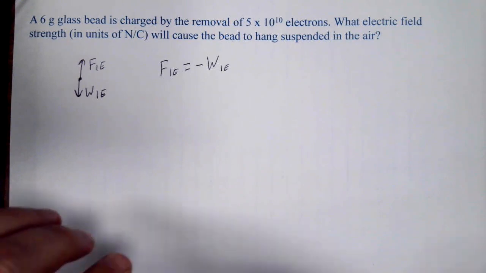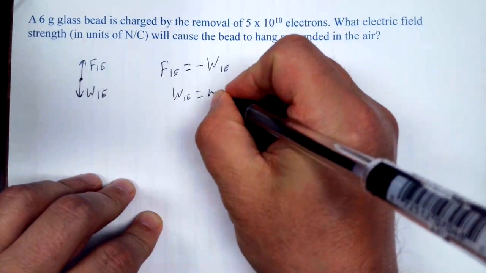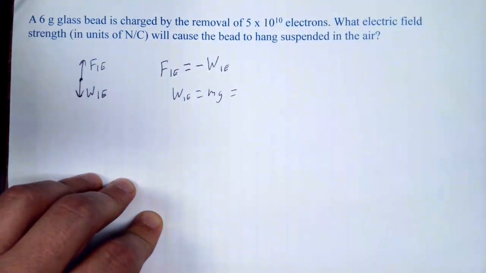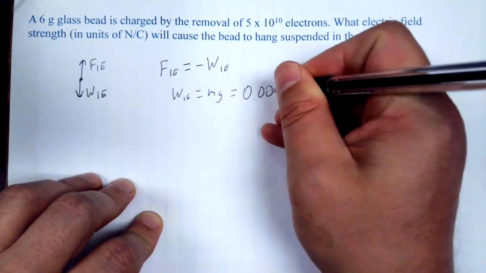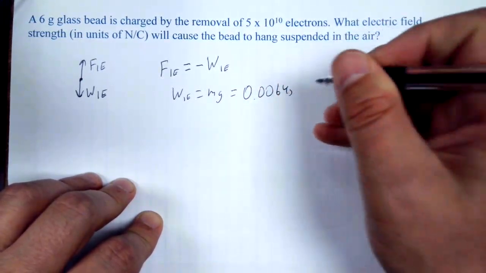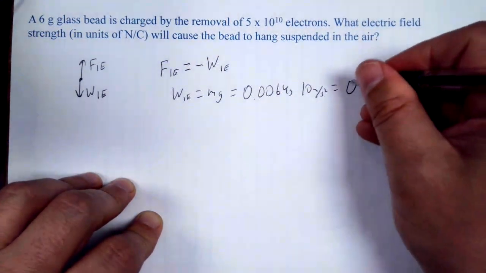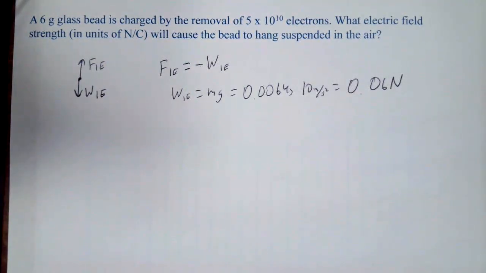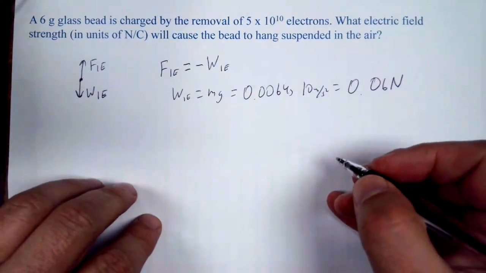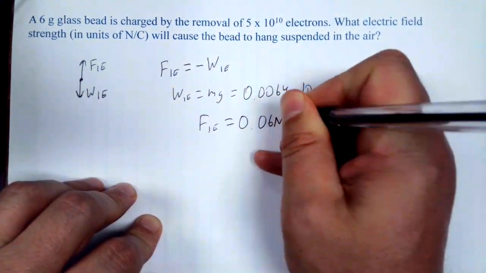So to figure this out, again, we'll have to find weight 1e. To do that, we want to do mg. And remember, in this case, we want mass to be in kilograms. So in kilograms, 6 grams is what? 0.006 kilograms times 10 meters per second squared. So this is 0.06 newtons. That means that the force by the electric field, F1e, is equal to 0.06 newtons.